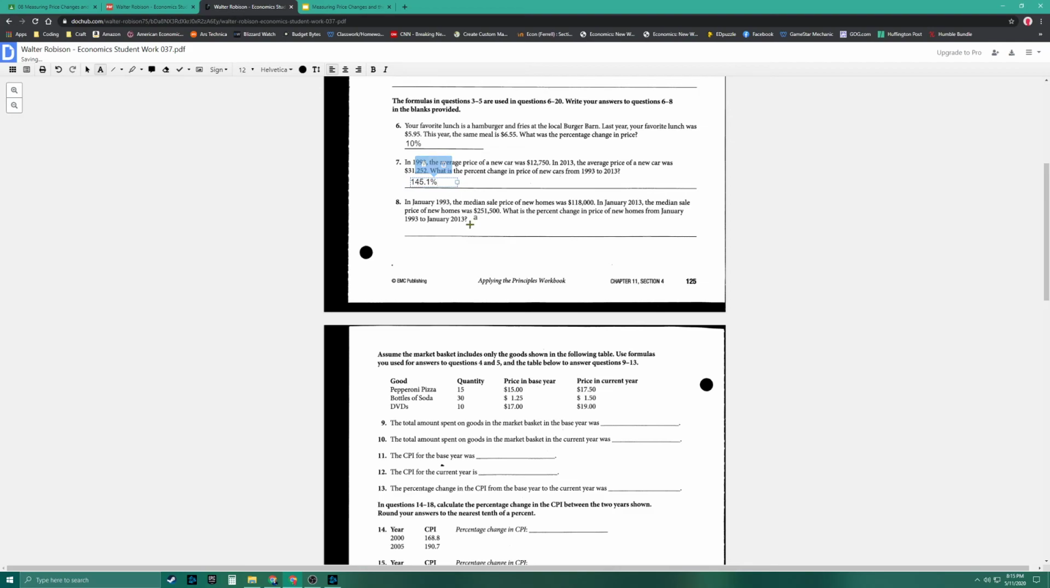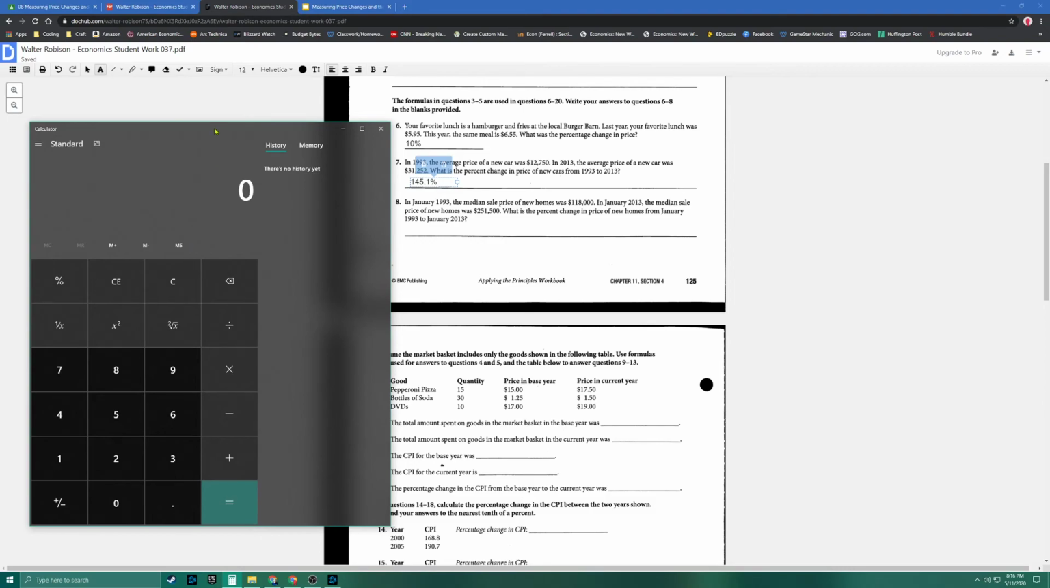Okay. You'll do the same thing here in question 8. It says in January 1993, the median sale price of a new home was $118,000. In January 2013, the median sale price of a new home was $251,500. What is the percentage change in price for new homes from January 1993 to January 2013? All right, so again, let me clear this.